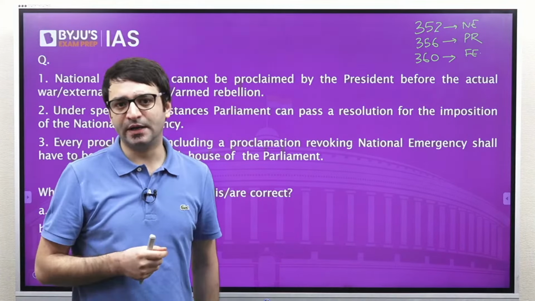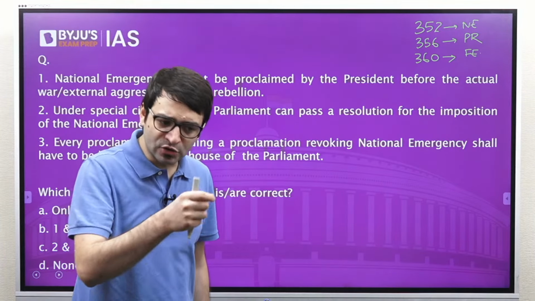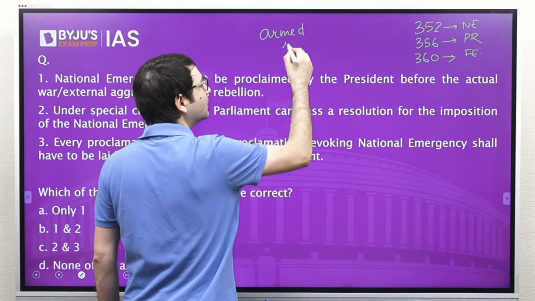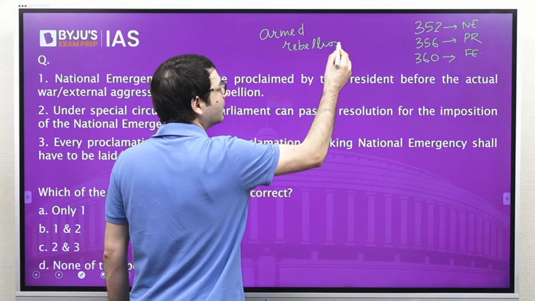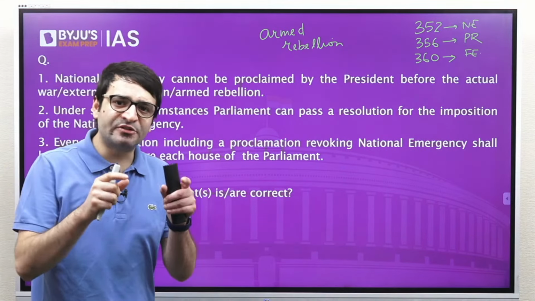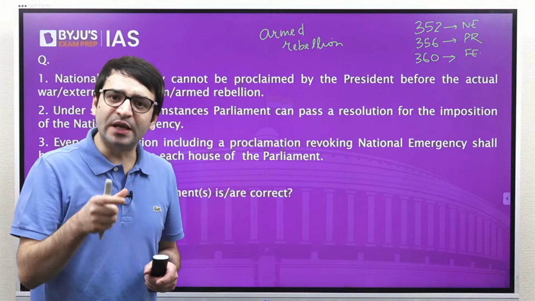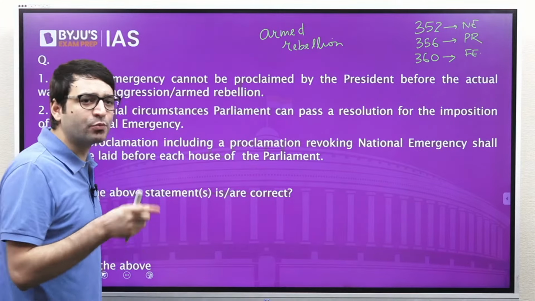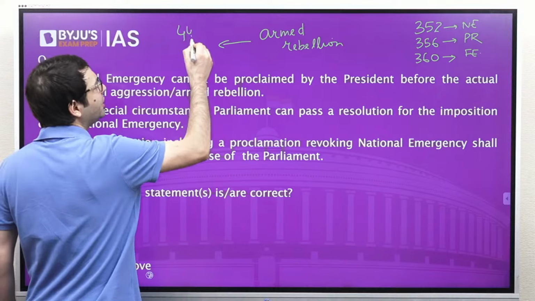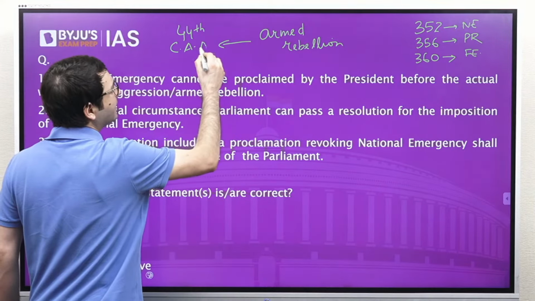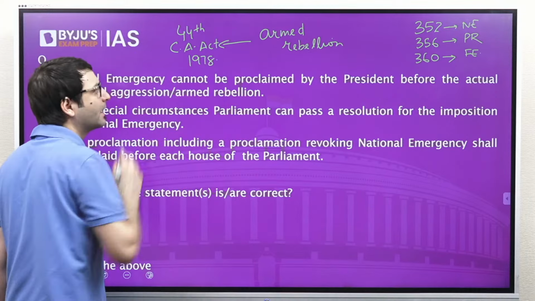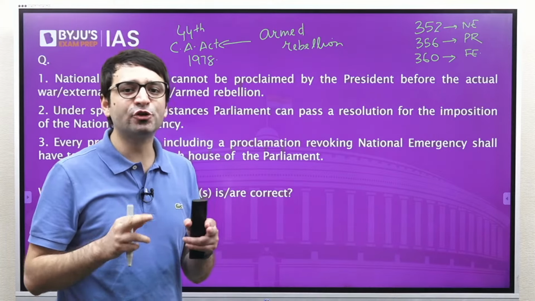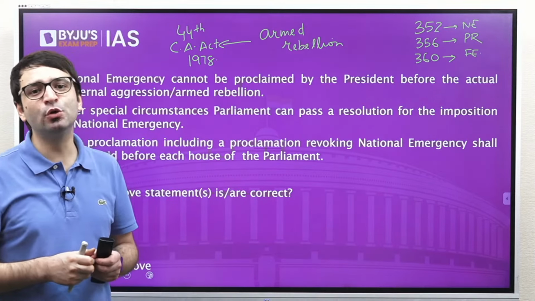If the President is satisfied because of war, because of external aggression, because of armed rebellion, and remember, armed rebellion as one of the grounds for the imposition of national emergency was not originally part of the Constitution. It was added to the Constitution by the 44th Constitutional Amendment Act 1978. Because the year was 1975 when national emergency is alleged to have been misused, overused and abused in India.